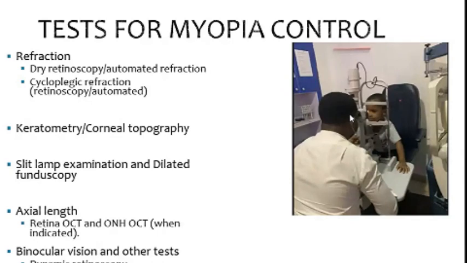The first is obvious, refraction, but with emphasis on cycloplegic refraction. Remember, we do not want to undercorrect because that causes myopia to increase. We do not want to overcorrect as well, because aside from the asthenopic complaints associated with that, it's also myopogenic. The next is keratometry and corneal topography.